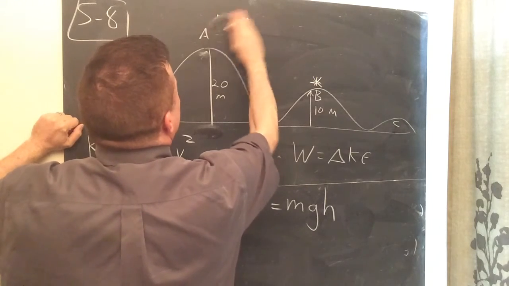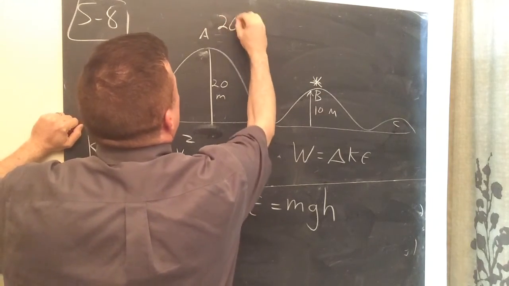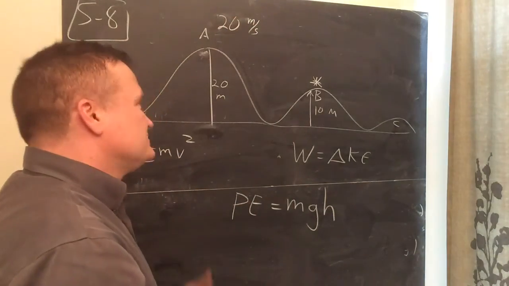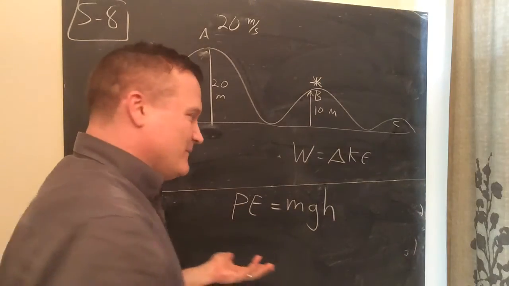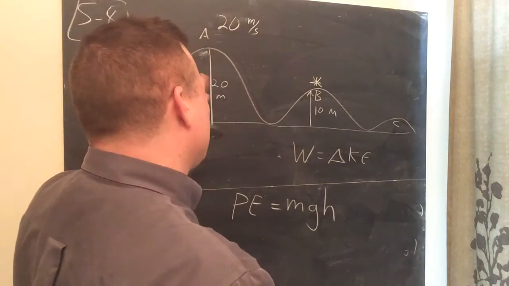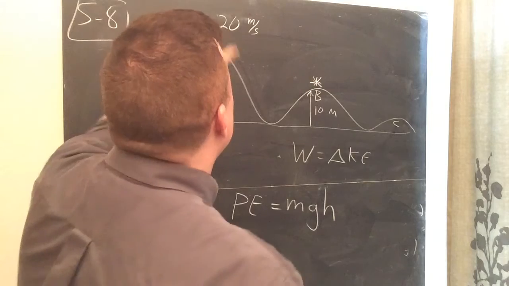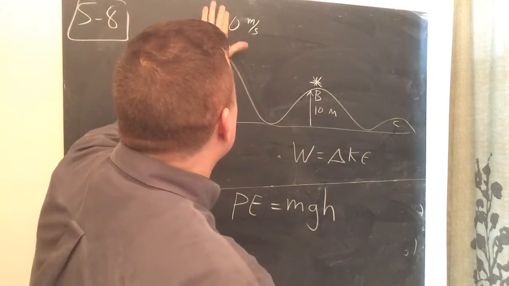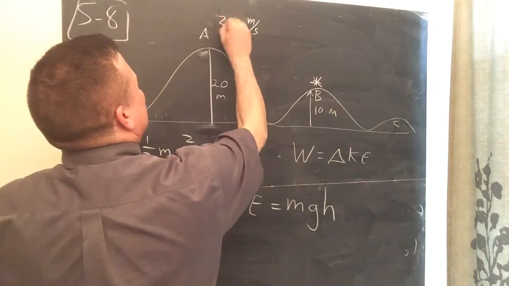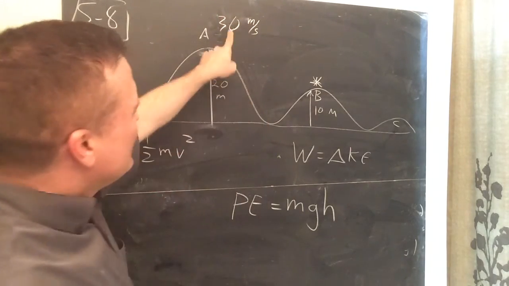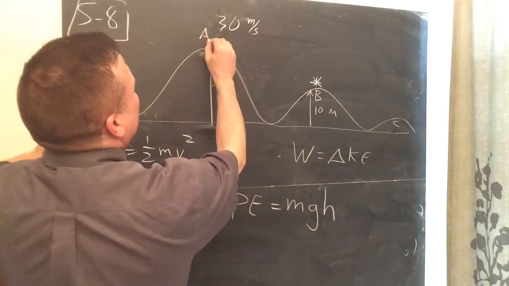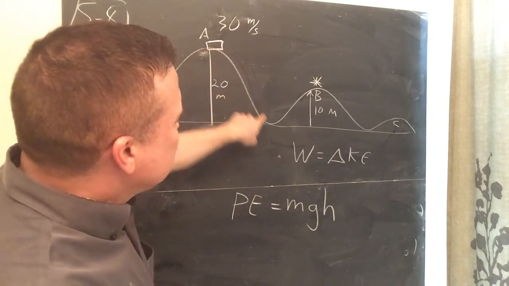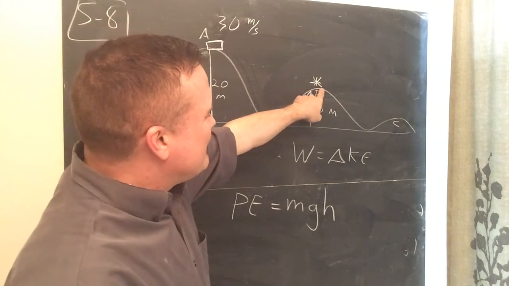Say that at A, at the very top, it's going, we'll make a number, 20 meters per second. 20 meters per second is about 40 miles per hour, or maybe even more than that. Oh, no, 30, make it 30. I want to change it because I have a 20 there. It could get confusing. So let's just say a car is going 30 meters per second right here at the top of this.